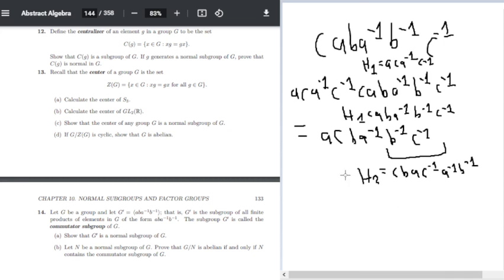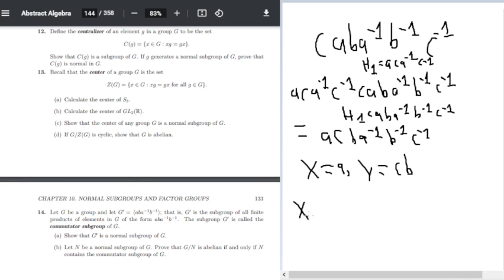Wait a minute. So after we apply that, I'll feel like a genius. Okay. Oh man, I'm hyped. So we have that, let x equal A, y equals CB. Then we have x, y, x to the negative 1, y to the negative 1, is equal to A, CB, A, CB.